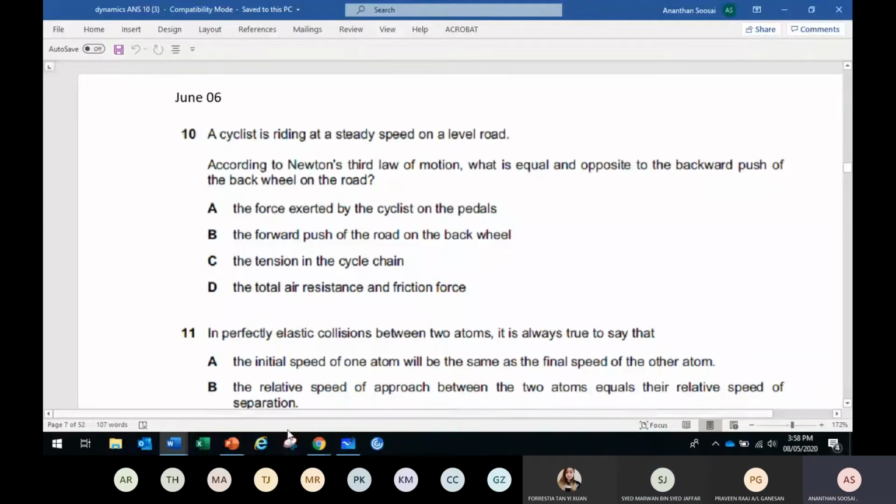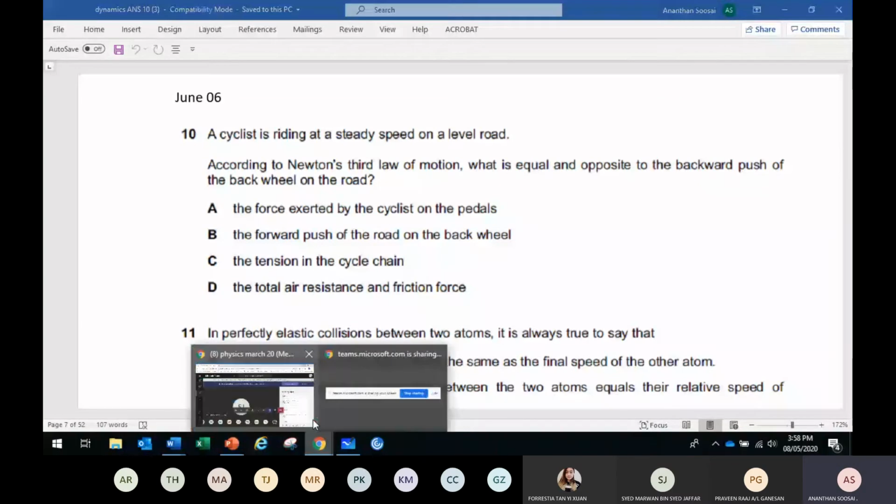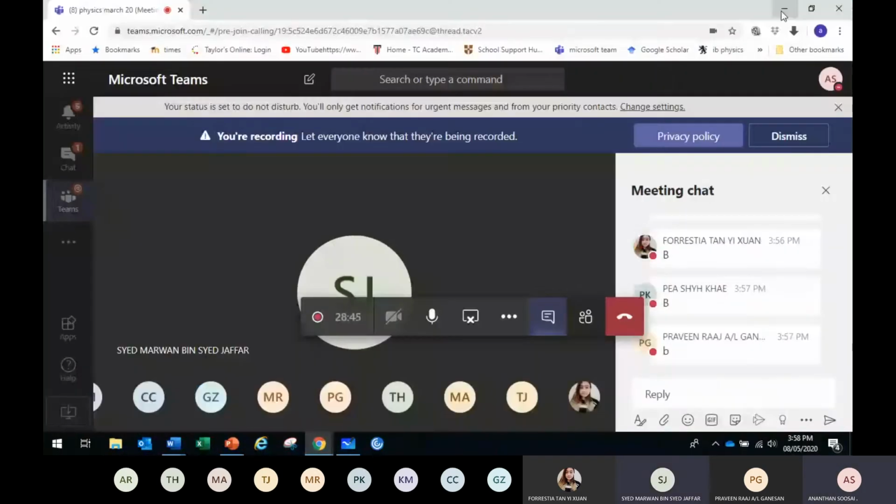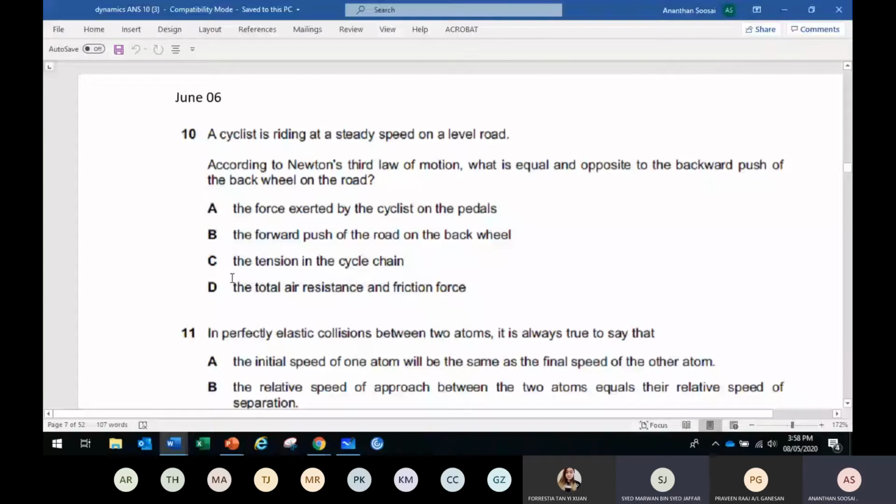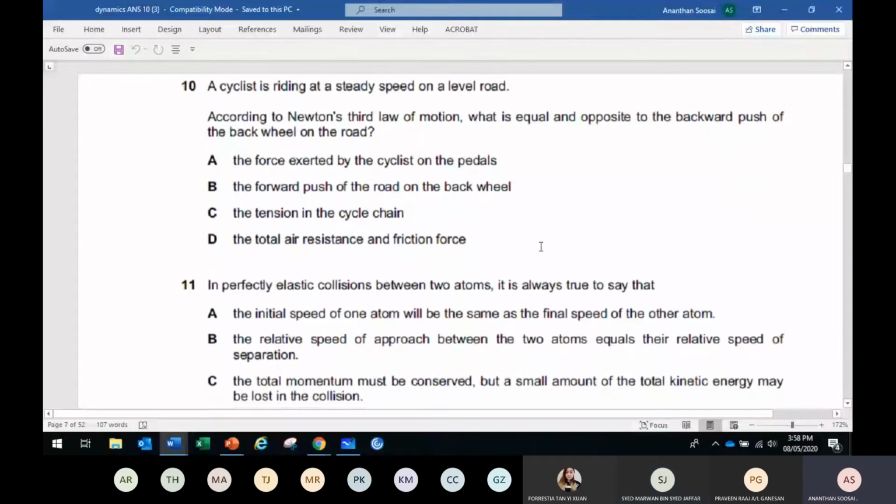Okay, what's the answer? Anyone? Okay, all got B. Yeah, good. The forward push of the road on the back wheel is the reaction. Now let me ask you one question about action-reaction pairs. Earth pulls you. Action. What's the reaction?